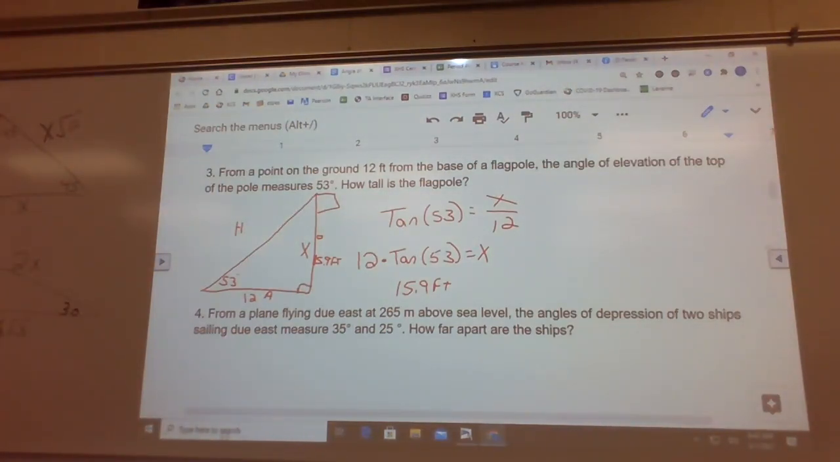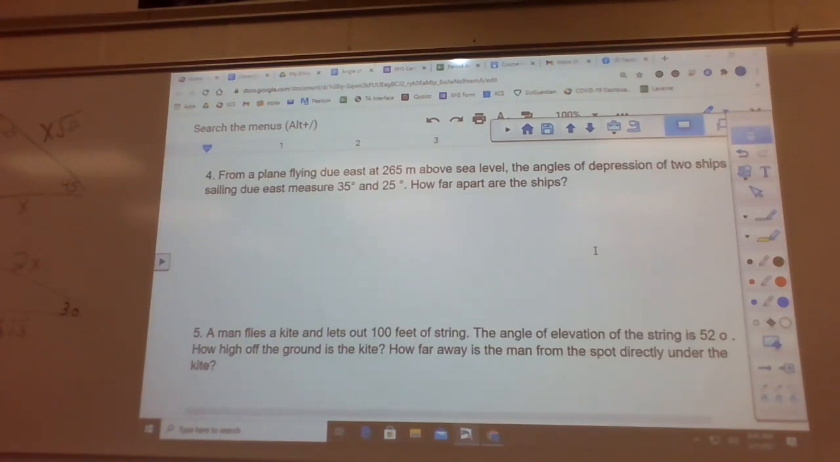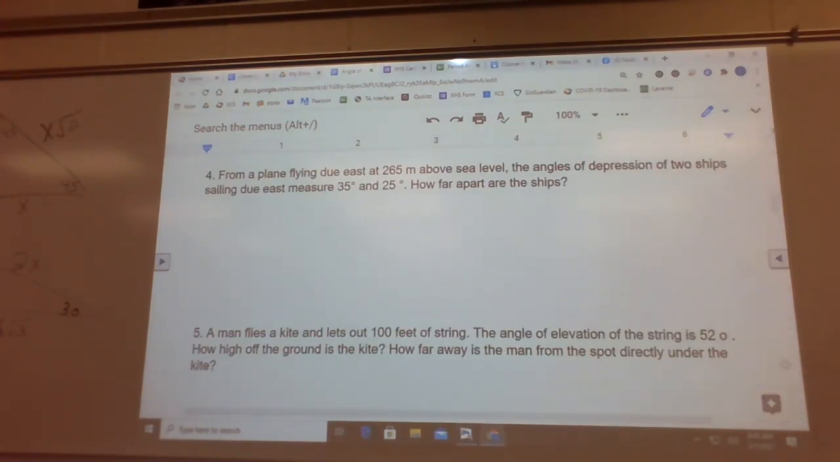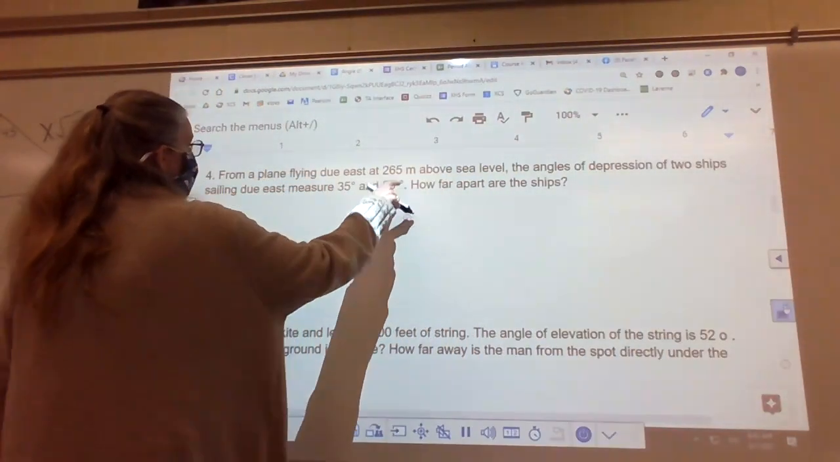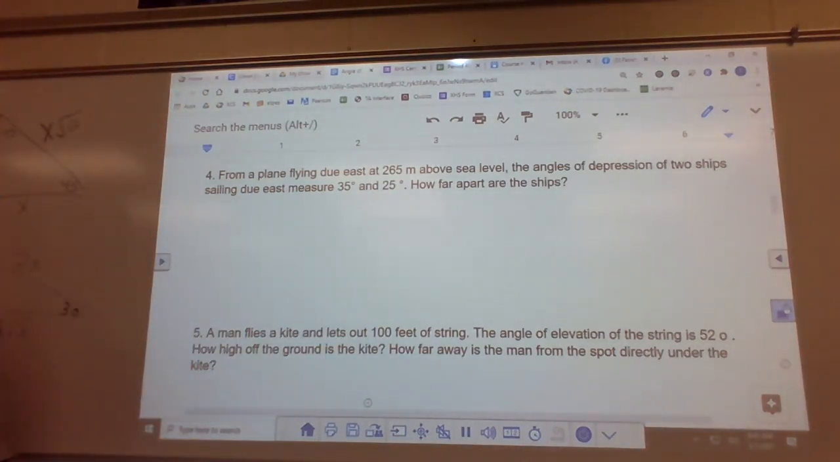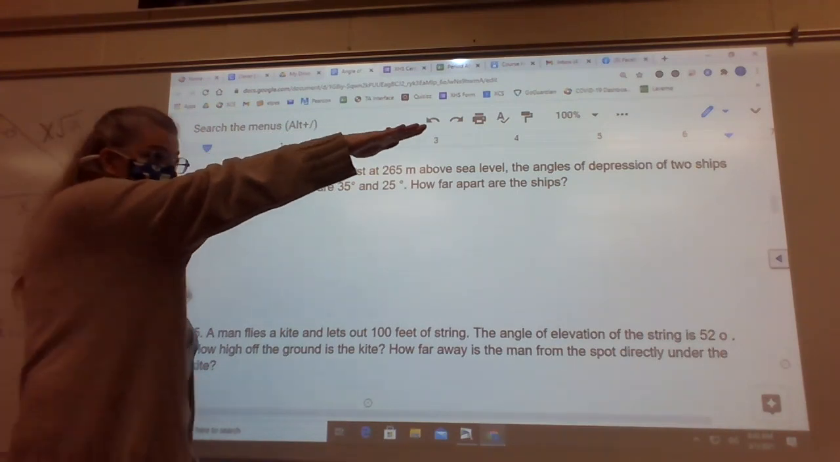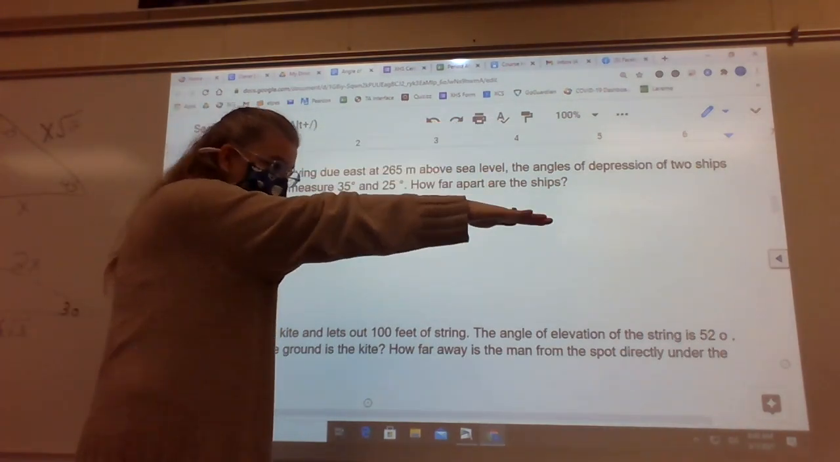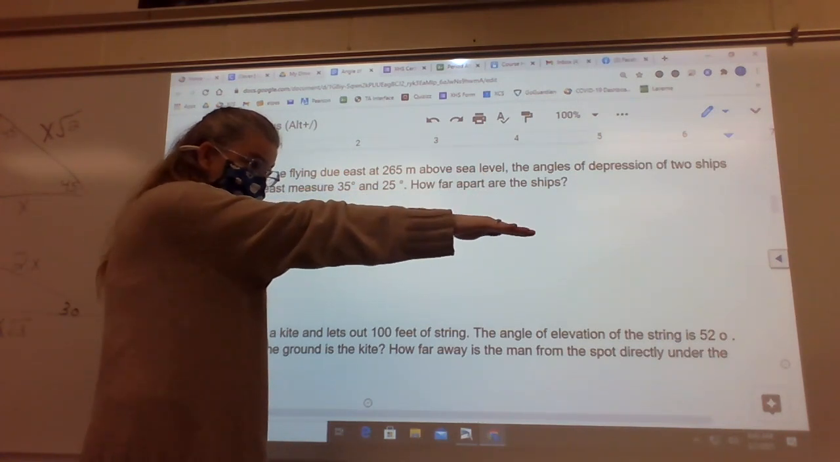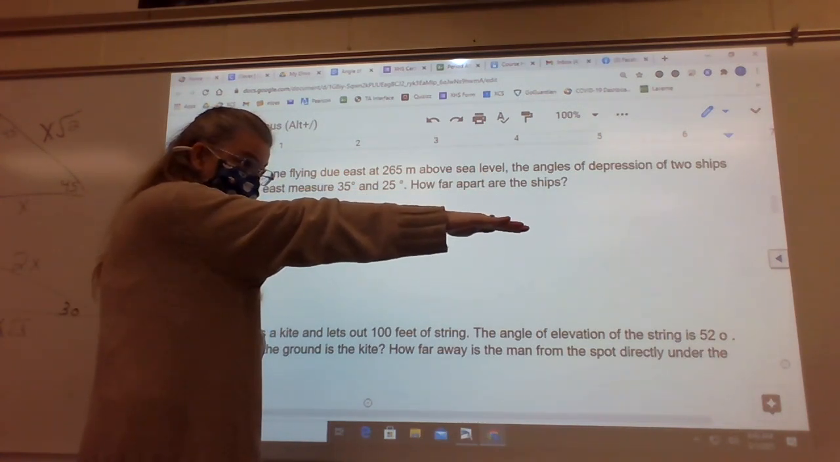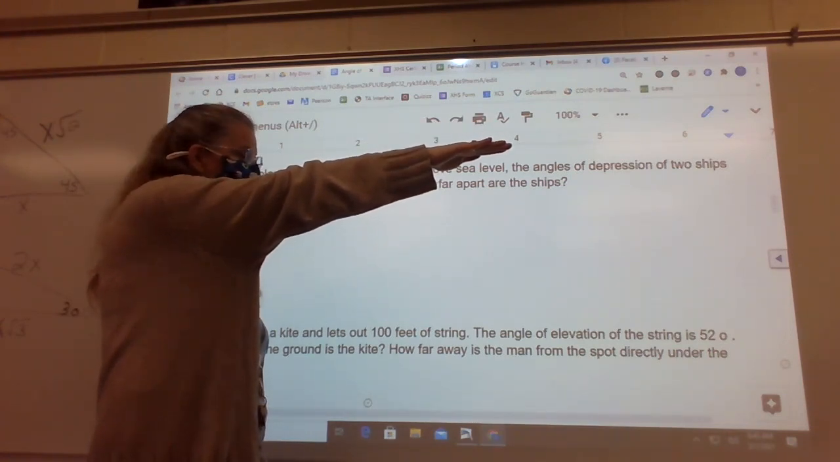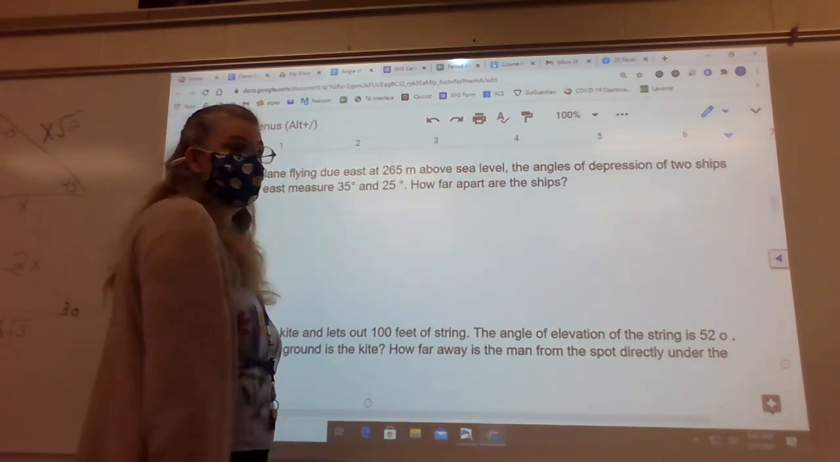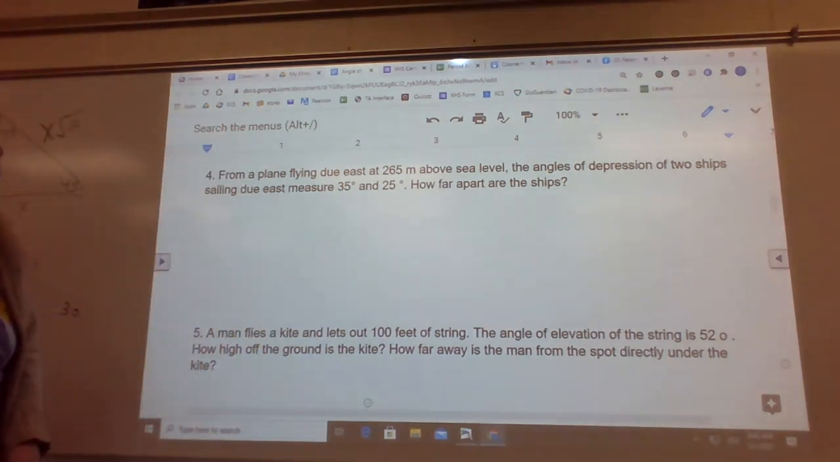Number 4. A plane is flying due east at 265 meters above sea level. The angle of depression of two ships sailing due east measures 35 and 25. How far apart are the ships? So we're in our plane. Our plane is flying. The plane looks down at a 35-degree angle and sees a ship out there, sees a boat. The plane also looks down at a little less of an angle and sees another ship out there. And I want to figure out how far apart those ships are.